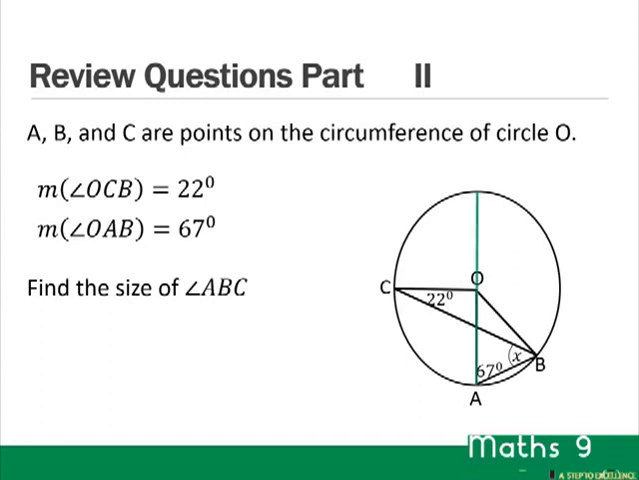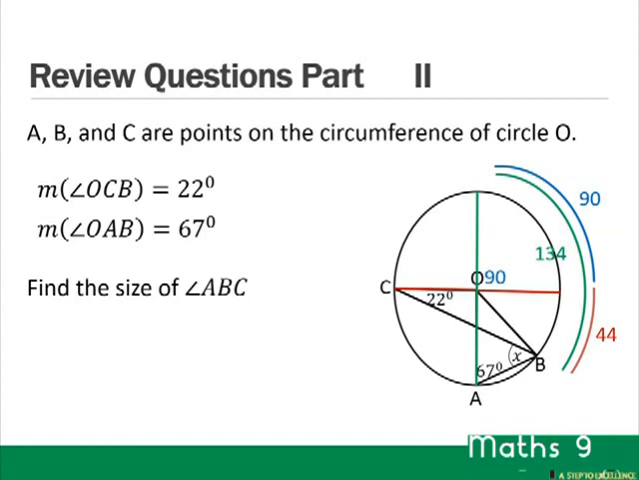Here's the answer. If we extend this line, then the measure of this arc is 134, because it's twice as big as 67. If we extend this line, then the measure of this arc is 44, because it's twice as big as 22. So the measure of this arc is 90. So this angle is 90. So the measure of this arc is 90. So x is half of 90, which is 45.